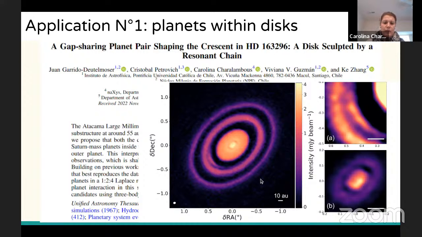And so for that, I wanted to discuss the case of HD163296, which is this disk right here, which has two rings and two gaps. And the thing that I will discuss right now is this thing right here. So this is a crescent shape that is observed in the first gap.